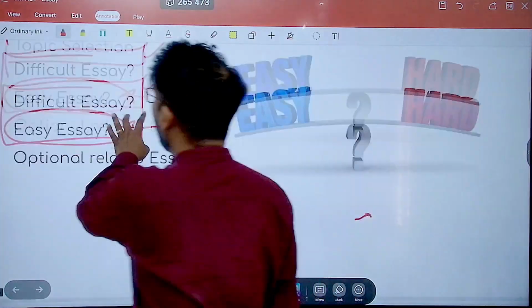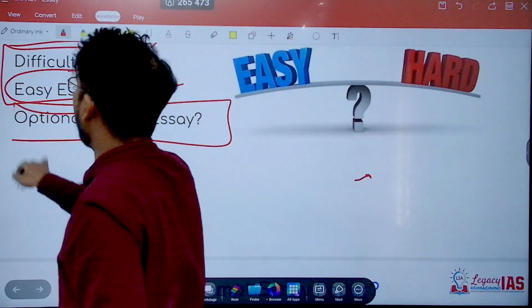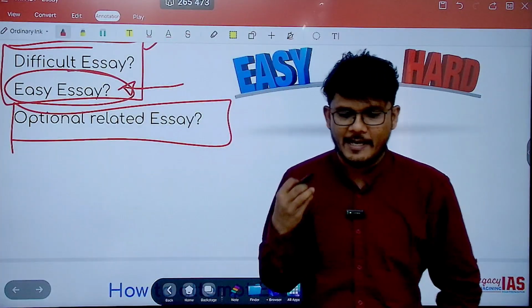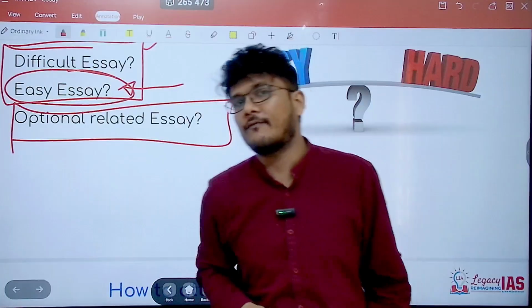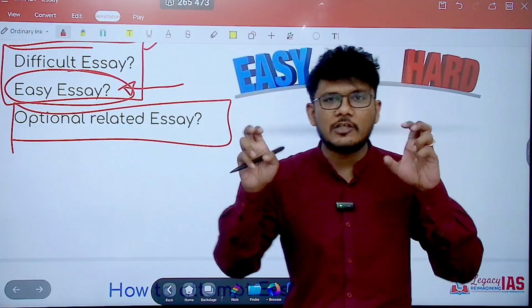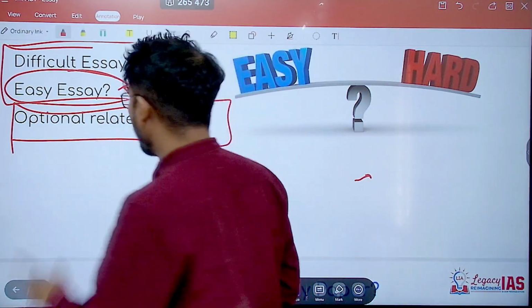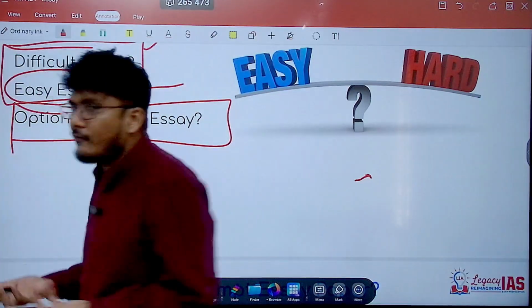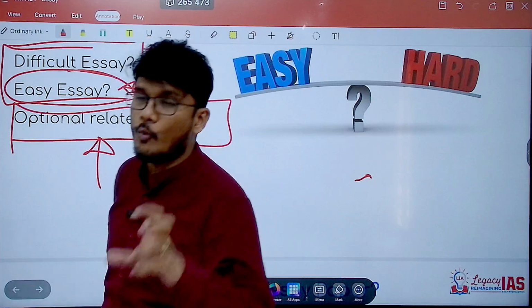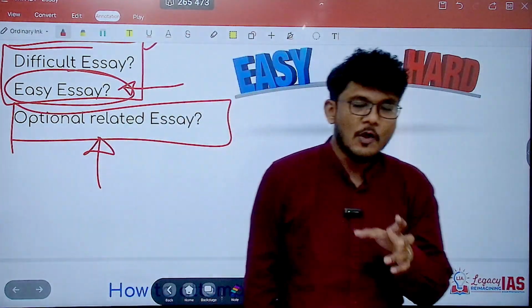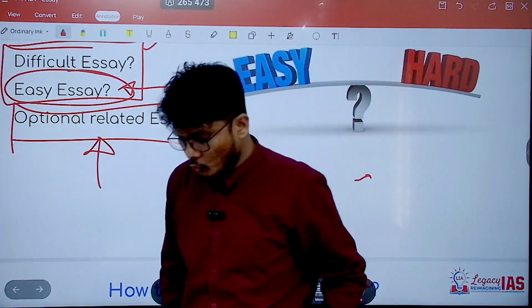Now the third pointer here is the optional-related essay. Should you be selecting an optional-related essay? See, the simple answer over here will be yes, but I will give you certain conditions. In fact, I would advise people to use optional-related topics, but with a particular disclaimer or a particular piece of advice.